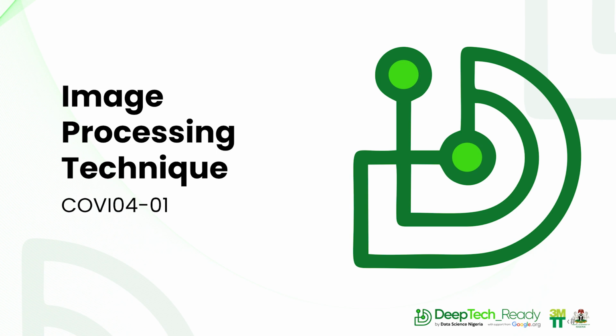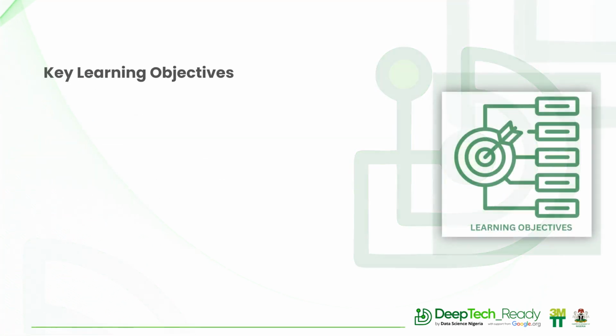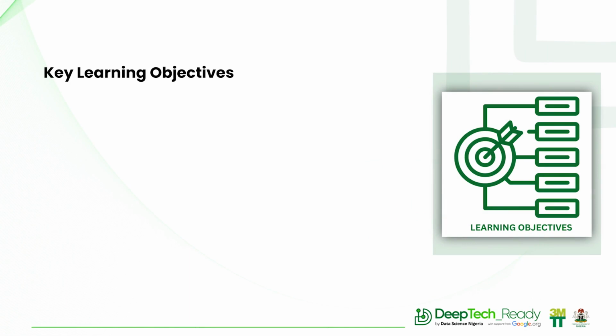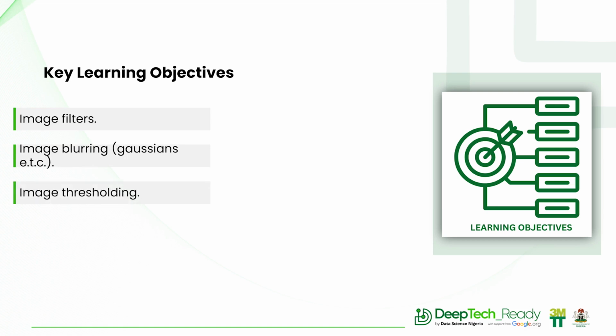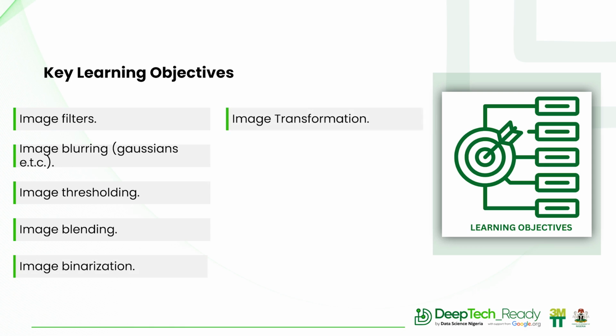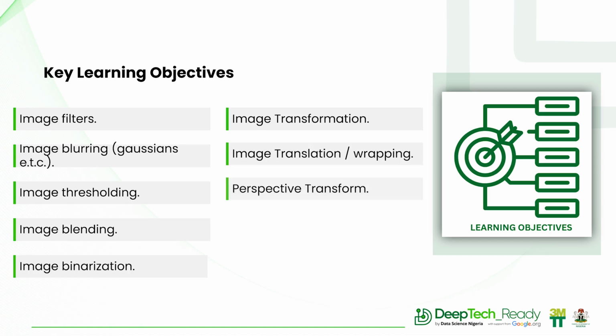So, what are the things we are going to be learning from this class? We're going to be learning different types of image processing techniques like image filters, image blurring, for instance, the Gaussian blurring, the median blurring. We're also going to look at image thresholding, image blending, image binarization. What happens when you binarize an image. We're also going to look at image transformation, then image translation or warping, then perspective transform, quite similar to image translation and warping actually.